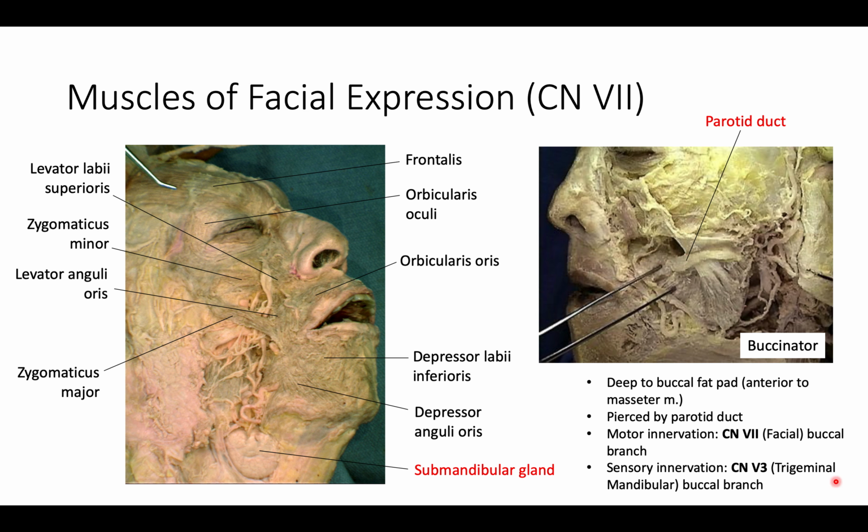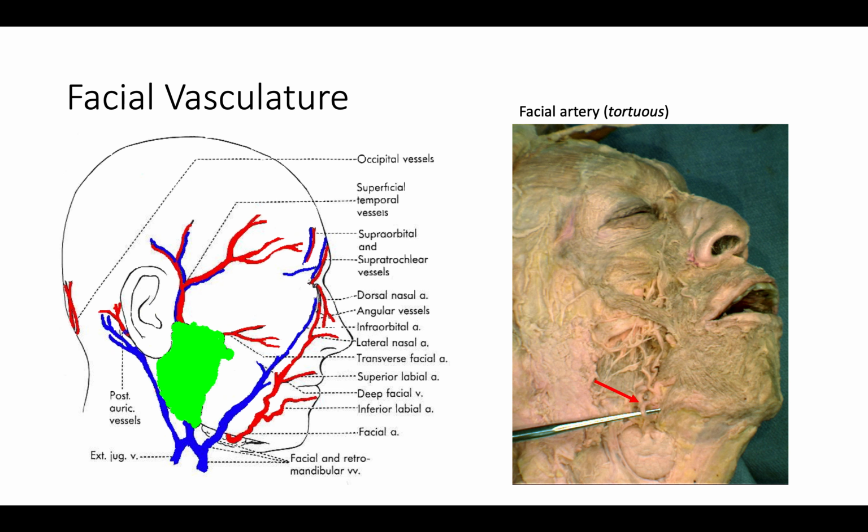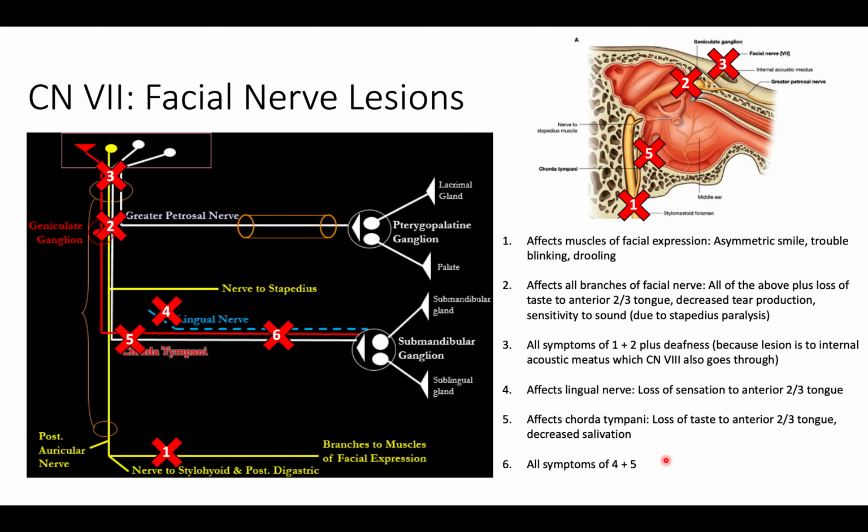And motor innervation is facial nerve, the buccal branch, and then the sensory innervation is going to be cranial nerve V3. And then looking right here, you can see the facial artery, and it's curlicue or tortuous.